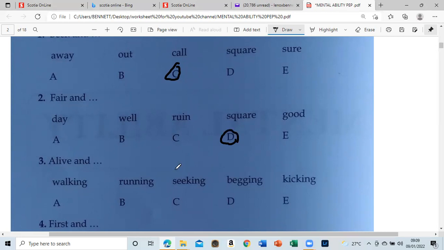Number 3 says alive and, is it walking, running, seeking, begging, or kicking? Alive and walking, alive and running, alive and seeking, alive and begging. It is indeed alive and kicking.